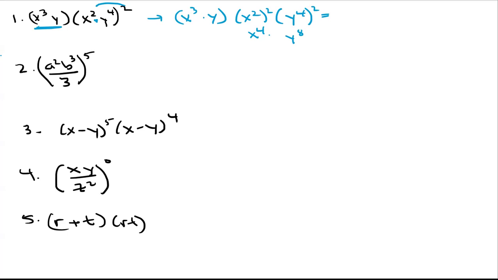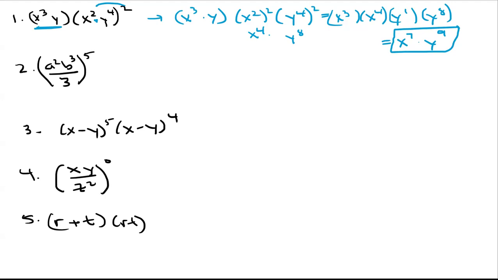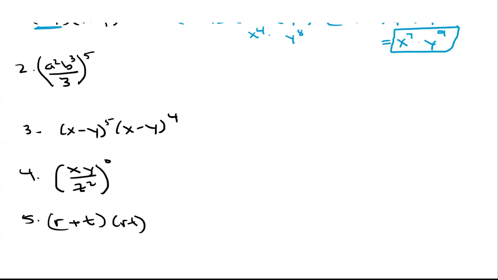Then we combine the ones that are like terms. So x to the third times x to the fourth, and then y to the first times y to the eighth. Okay? So that's going to give us x to the seventh times y to the ninth power. We just add the powers because the bases are the same. So 3 plus 4 is 7, 1 plus 8 is 9. Okay? So our answer here is x to the seventh times y to the ninth power, which many of you guys got.